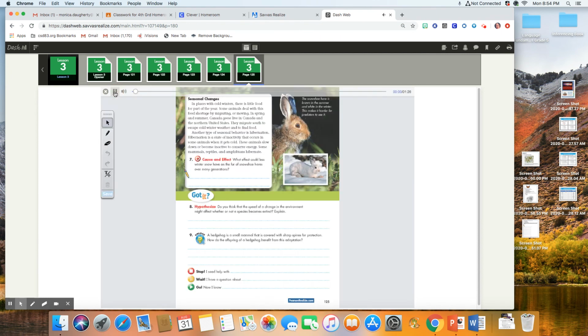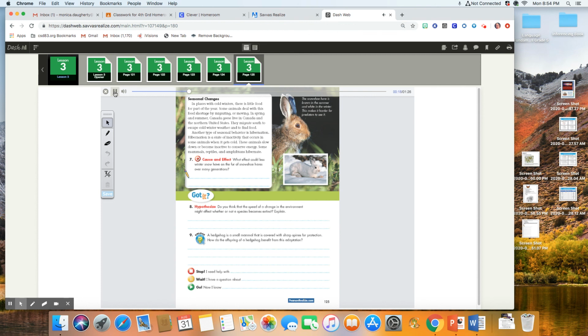Seasonal changes. In places with cold winters, there is little food for part of the year. Some animals deal with this food shortage by migrating or moving. In spring and summer, Canada geese live in Canada and the northern United States. They migrate south to escape cold winter weather and to find food.